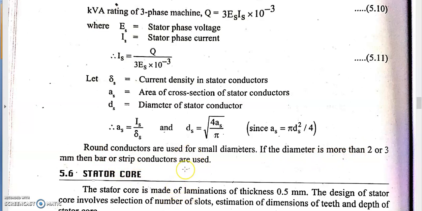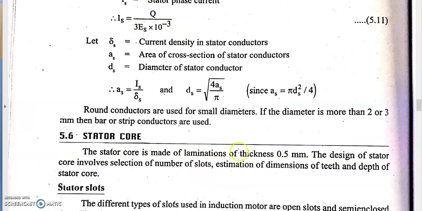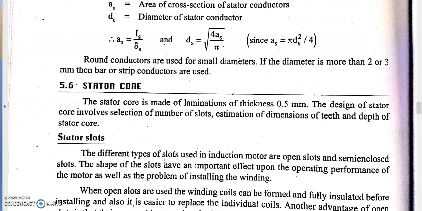Because if slot area is more, then tooth width will be reduced. Tooth flux density should not exceed certain values, so for that, tooth width should be somewhat higher. And to allow some desired value of tooth width, the slot width will be lesser. If slot width is lesser, then the area of cross section of the slot will be lesser, so we cannot accommodate a conductor if its diameter is more, that is, if it is more than 2 to 3 mm, then we will be employing a bar conductor only. Rectangular conductor will be employed.